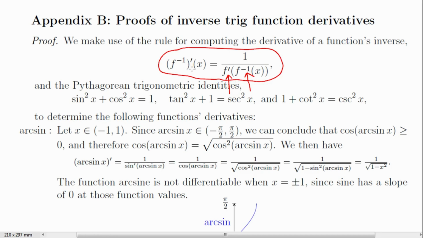Now if you look closely at this formula, you'll see one problem, and that is if I end up with a 0 here, because we cannot divide by 0, the derivative will not be defined at that point. So let's see what that would look like.